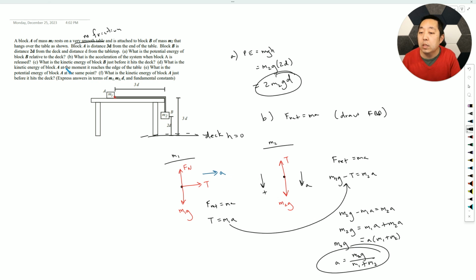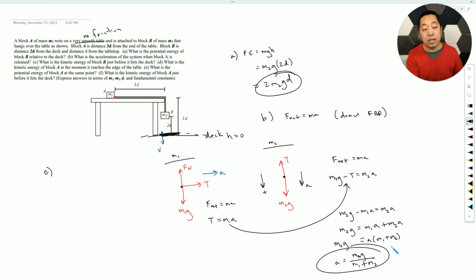Okay. C, what is the kinetic energy just before it hits the deck? So now I want the energy right at this point down here. Now, there's a couple ways to do this one. I ultimately need to know how fast it's going, so I need to know the 1/2 mv squared there at that point.